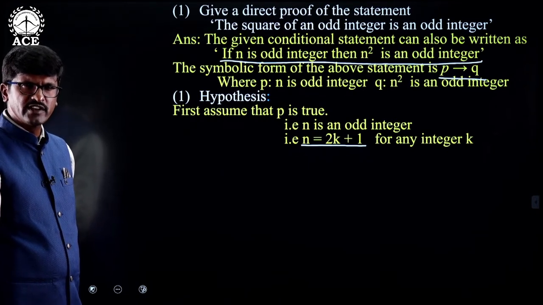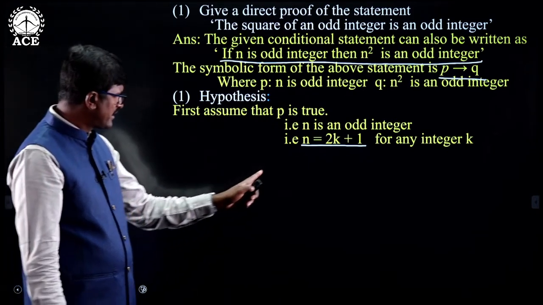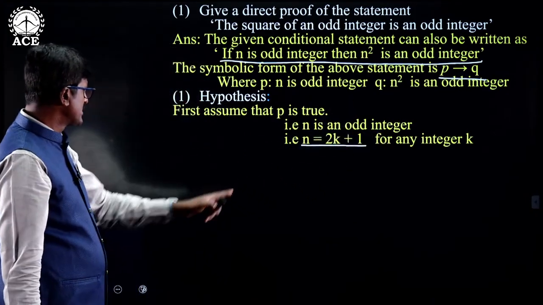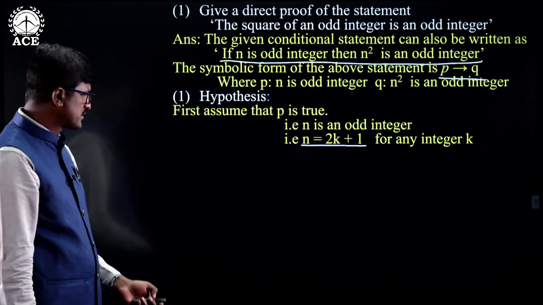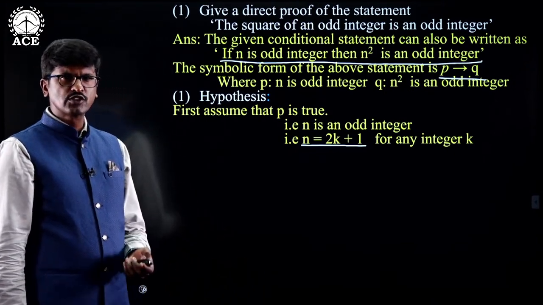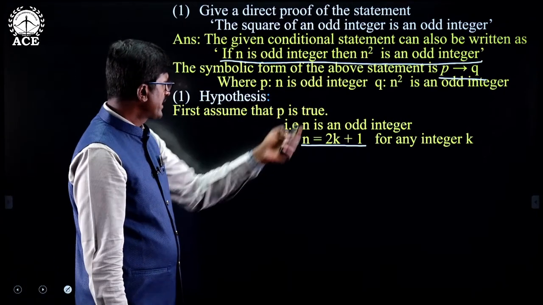So, if N is an odd integer, then it can be written as 2k plus 1 for some integer k. That is the data we have in the hypothesis. Now, we have to prove that Q is true. What is Q? N square is an odd integer.